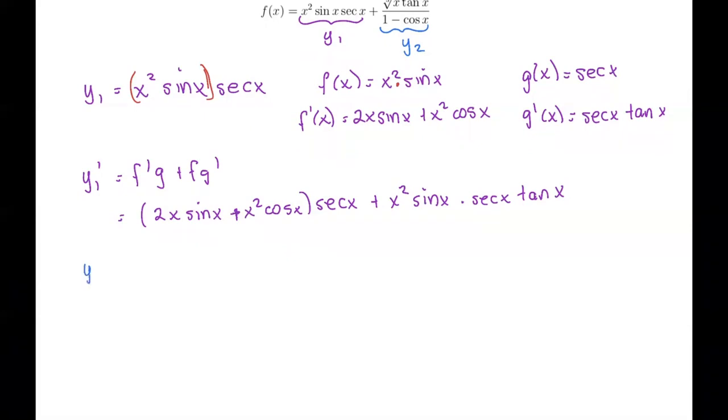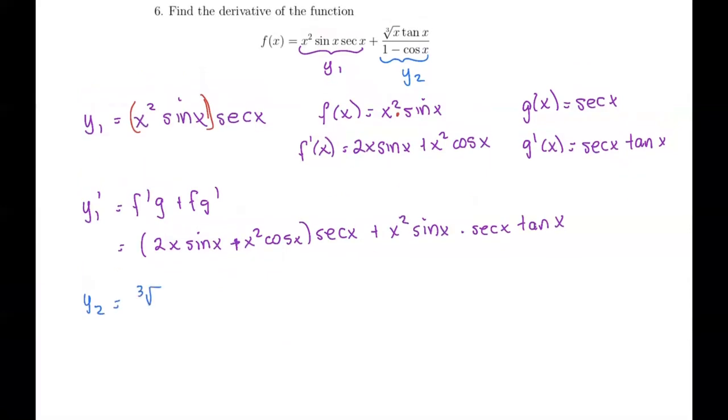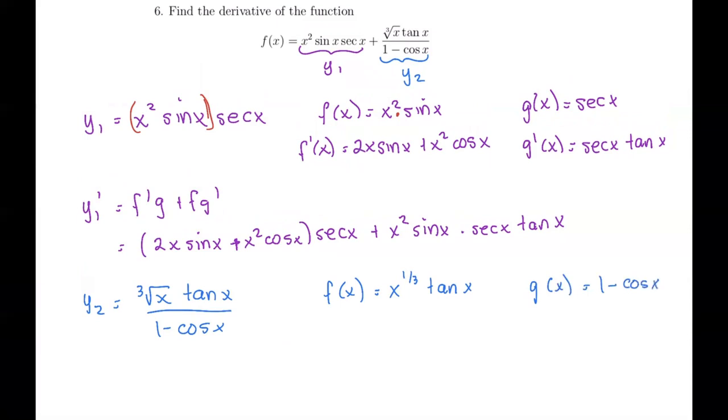And then part two, the second function, y2 is cube root of x tangent x over 1 minus cosine x. Again, many of you used the quotient rule, so that was good. f of x is the cube root, so that's x to the 1/3 tangent x. And g of x is 1 minus cosine x. Here, most of you got that the derivative of 1 is 0, the derivative of cosine is negative sine, and so the negative times the negative is a positive sine x. So that was really good.